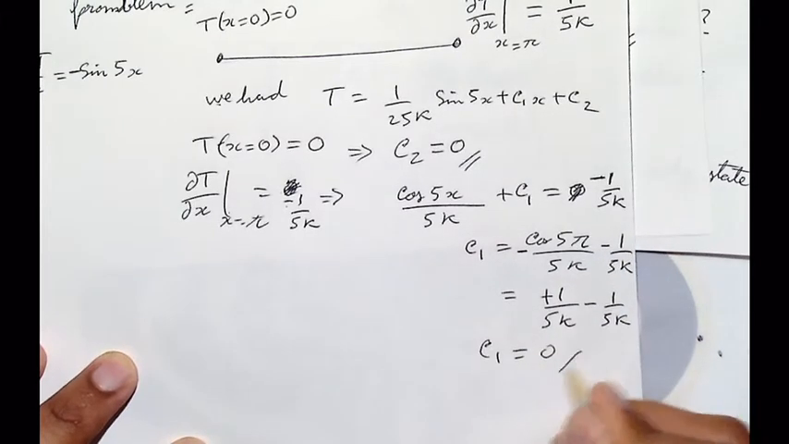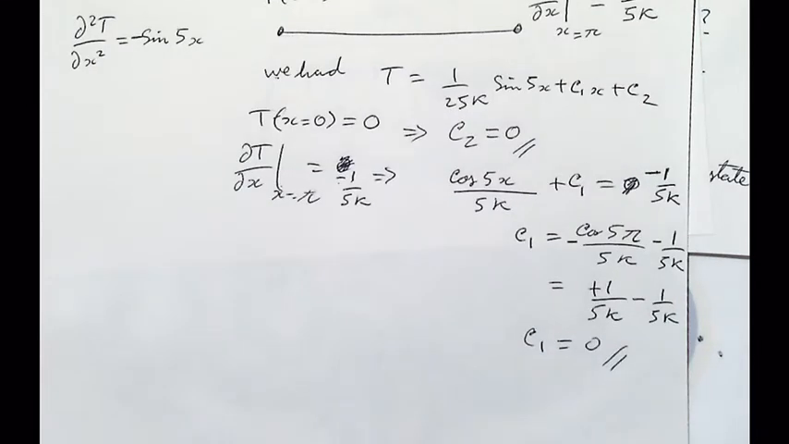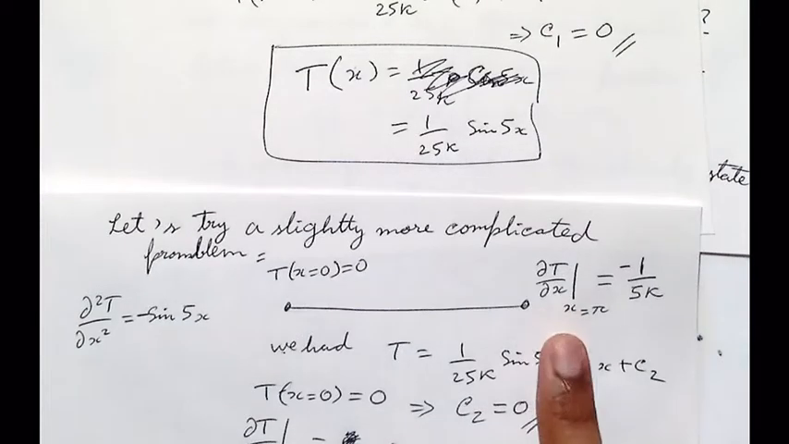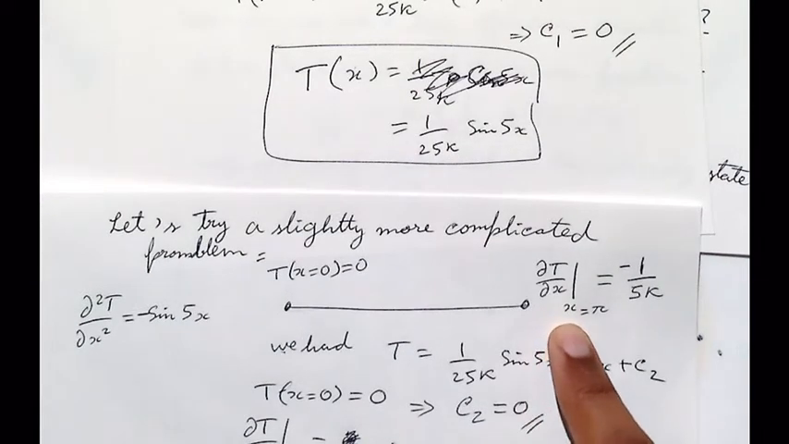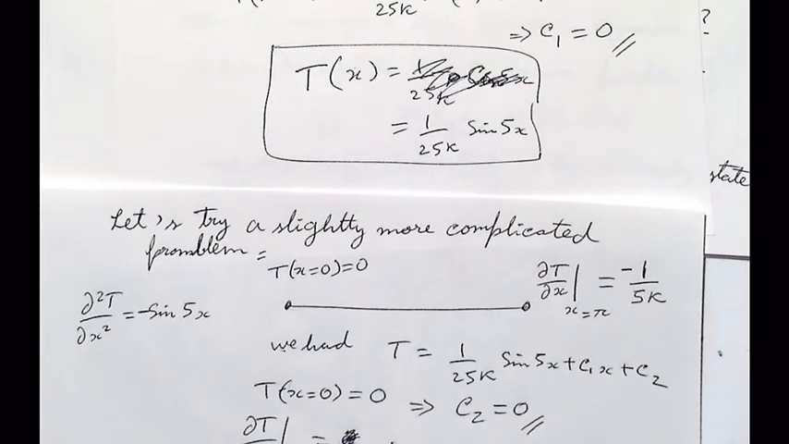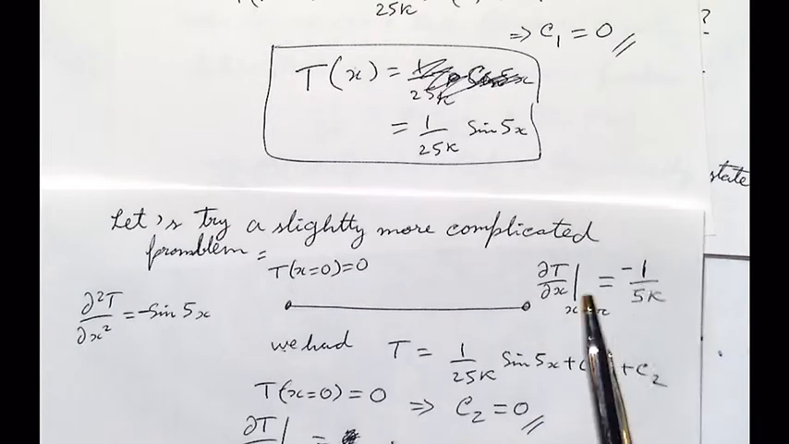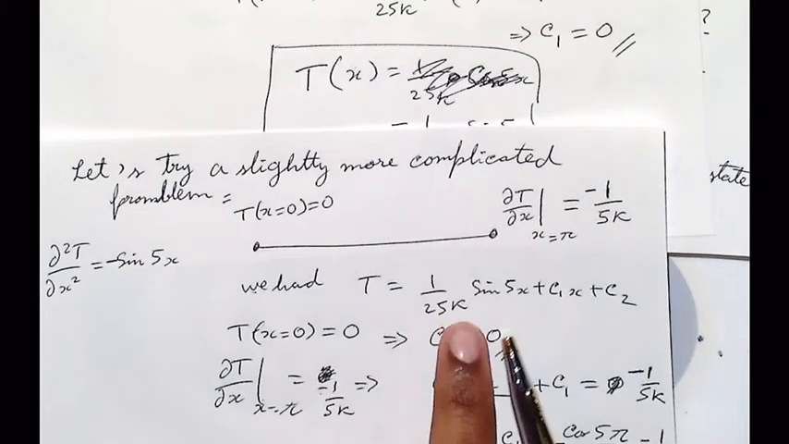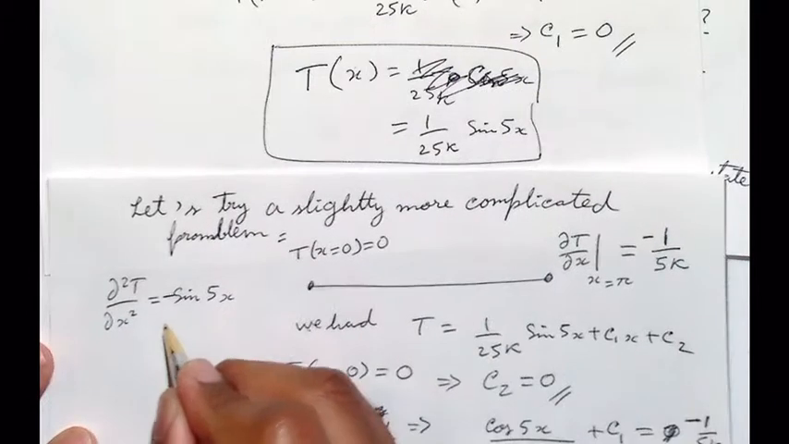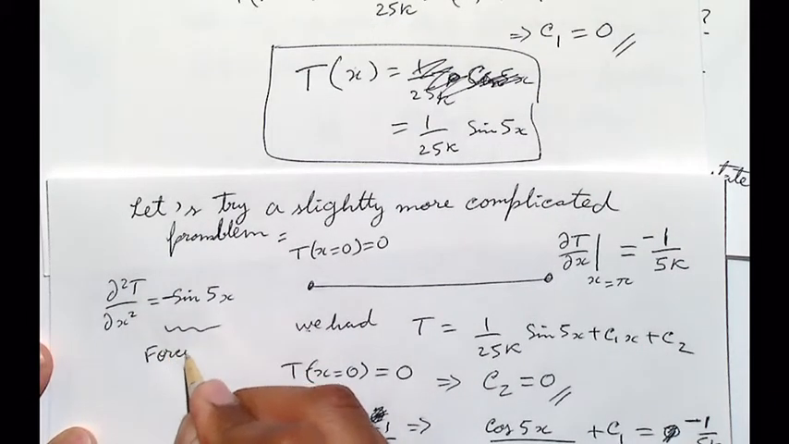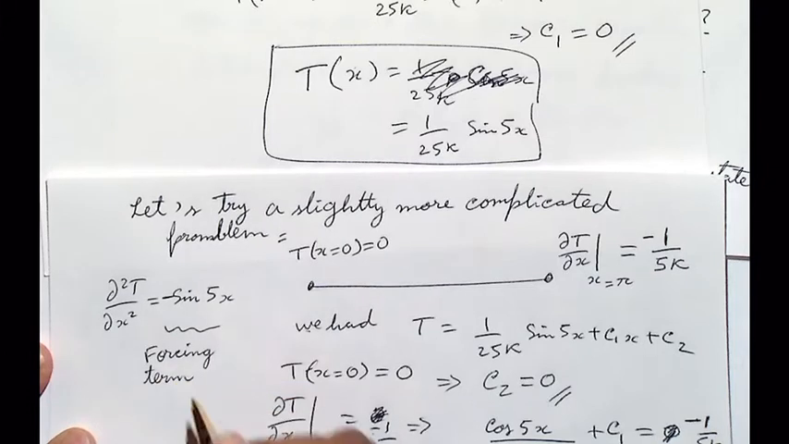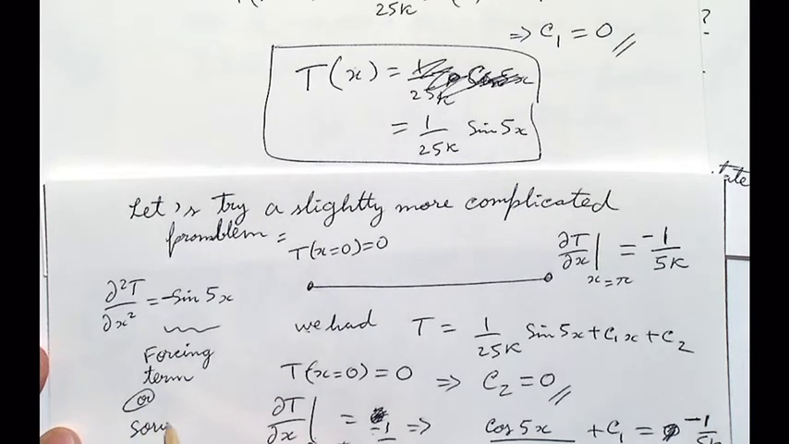So C1 equals 0. Thank you. Yeah, so I just changed the Dirichlet condition to a normal condition, but still the answer is the same. Everything has to be consistent. Here too, I cannot randomly give you this is equal to minus 50, okay? Because it will not satisfy the forcing term. And this is called the forcing term, or the source term.